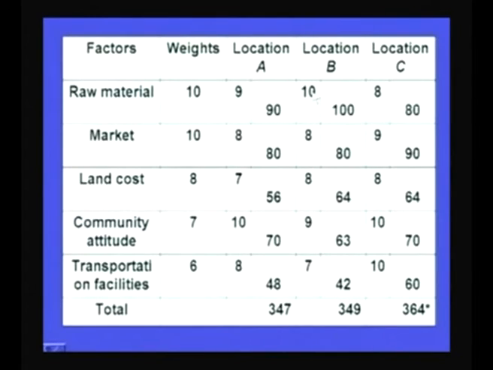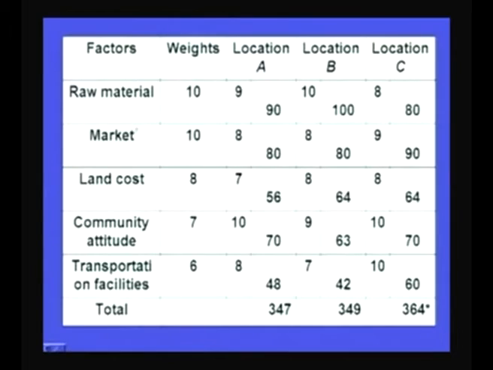Similarly, 10 points have been given for location B. So 10 multiplied by 10 gives 100. So 100 points have been scored by location B on the factor raw material. Similarly, location C has been given 8. So 10 multiplied by 8, we get 80.